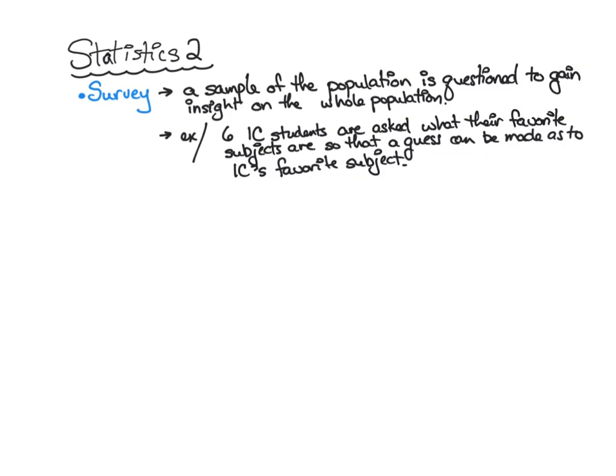So today we're going to continue talking about the vocabulary involved in statistics. The first word for today is survey. A survey is when a sample of the population is questioned to gain insight on the whole population. An example of this would be if 1C students are asked what their favorite subjects are so that a guess can be made as to 1C as a whole's favorite subject.